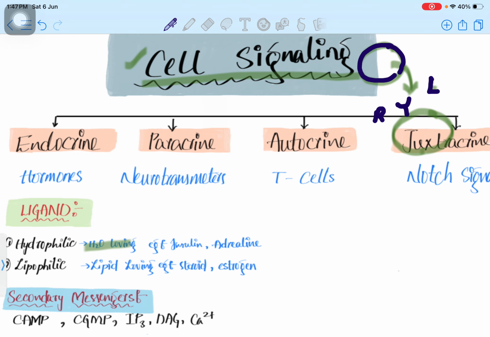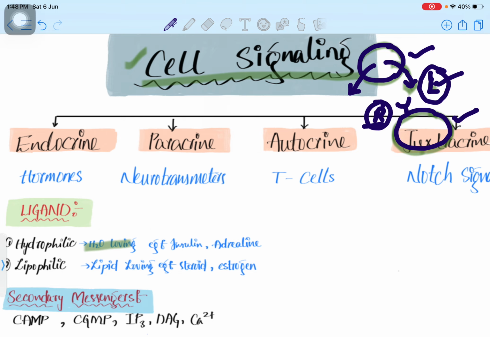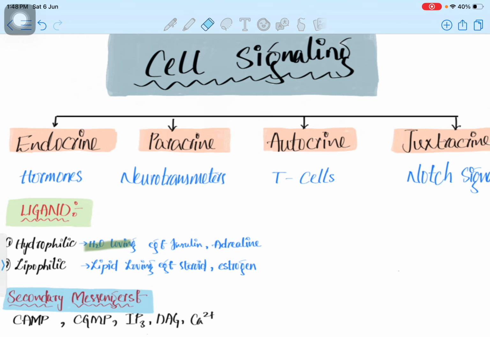For example, as I am teaching you, the sender is releasing the ligand and the receiver is known as the receptor. The cell has the receptor on the plasma membrane, and the other cell releases the ligand in some form. It could be a chemical molecule, or it could be a protein molecule, anything. So the ligand is nothing but the releasing molecule, and the receptor is nothing but the one receiving the message.